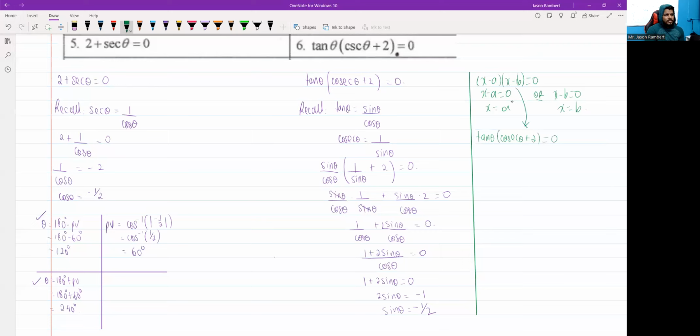This looks like my x minus b, and if I put tan theta minus 0, I will get something looking like an x minus a. And I'll perform the same operation. I'll have tan theta could be 0, and I solve for the values of theta using my quadrants. And I have cosec theta plus 2 is equal to 0. I'll recall my substitutions. I'll get 1 over sine theta is equal to minus 2. Flip both sides, and I get sine theta is equal to minus a half.